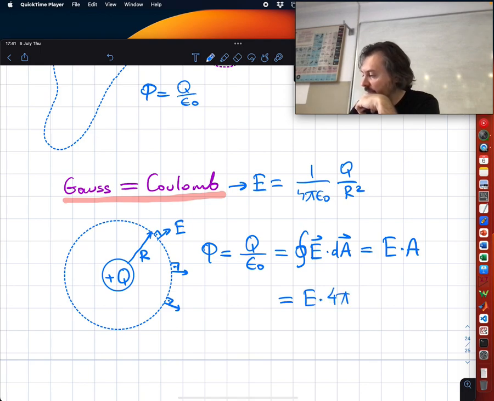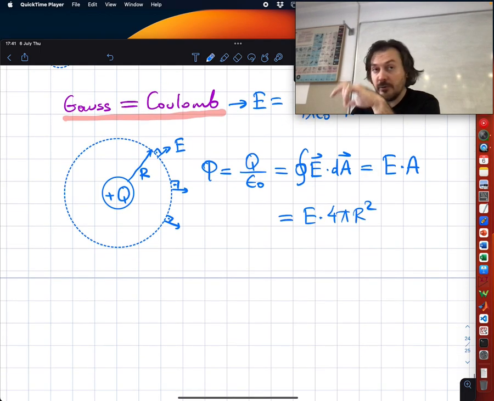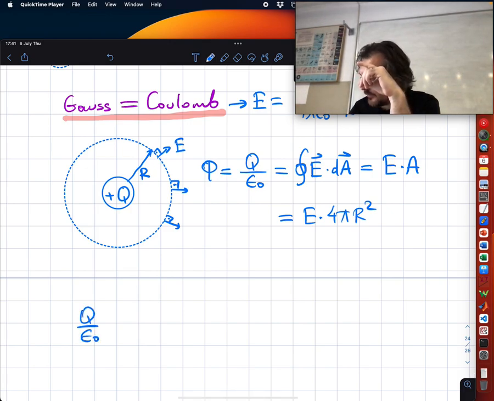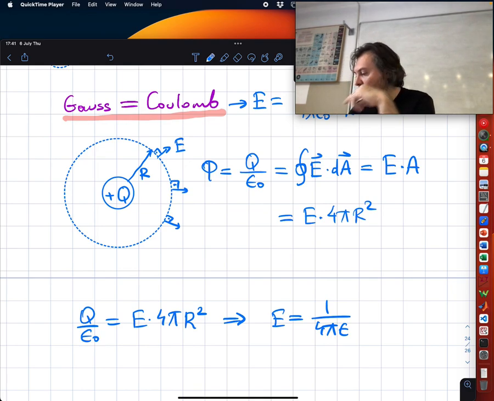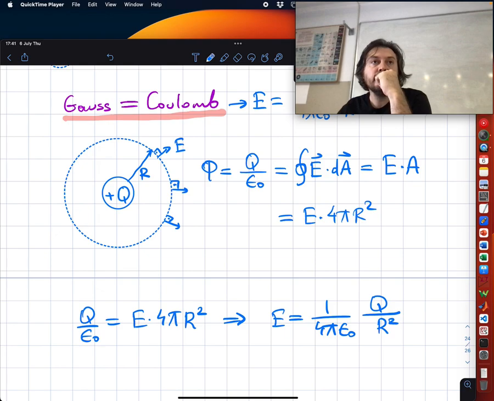4 pi r squared. So what do we get from Coulomb's law? From Coulomb's law, we get Q over epsilon 0 is equal to E times 4 pi r squared. And hence, from Gauss's law, we know that this is the case, and hence, from Gauss's law, we have derived Coulomb's law. Do you see?